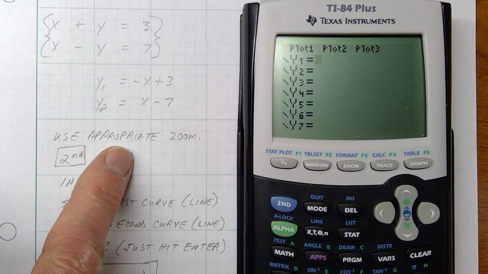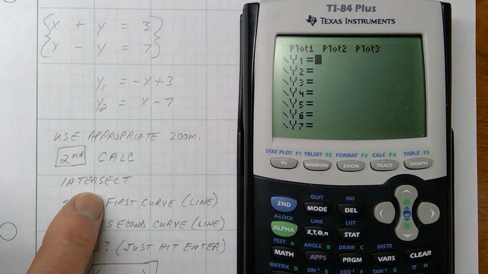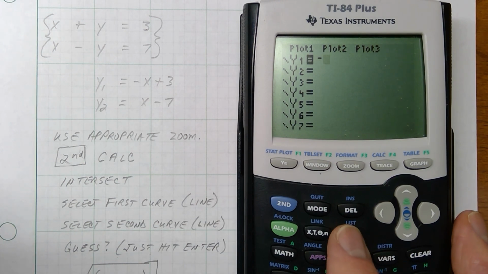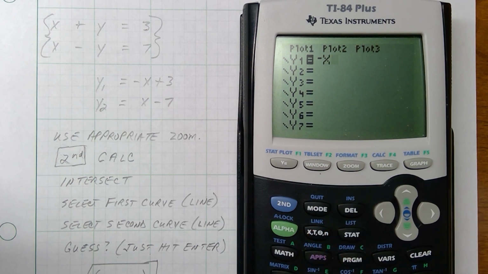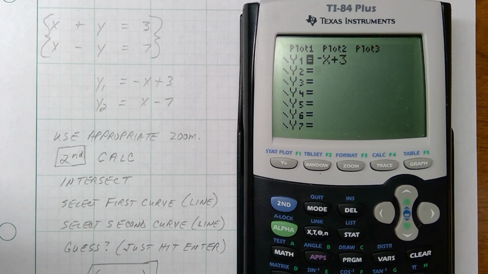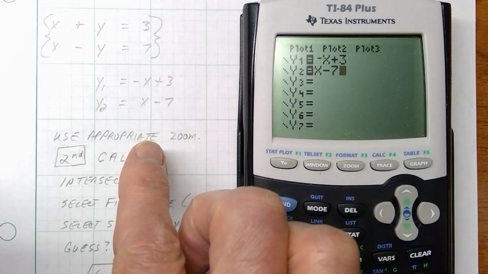Once I get them in there, I'm going to use the appropriate zoom, and I'm going to calculate what's called the intersection. And it will tell us where those 2 lines cross. So let's go ahead and put these in. Y equals negative. Here's your X button right here. X plus 3. And then let's go down to X minus 7. So X minus 7.